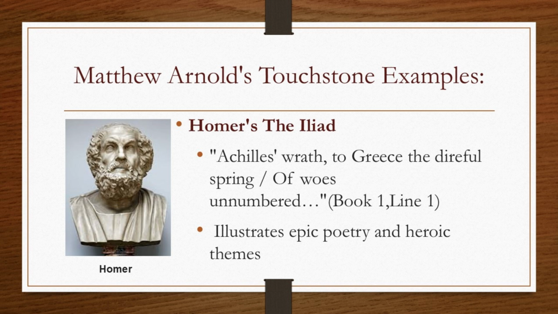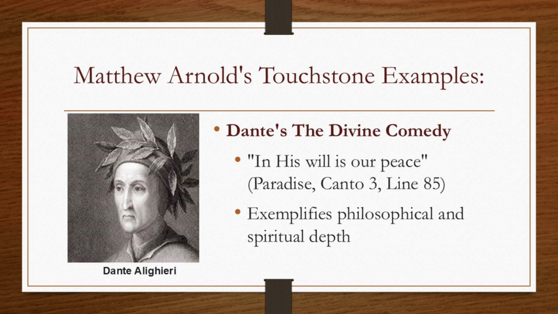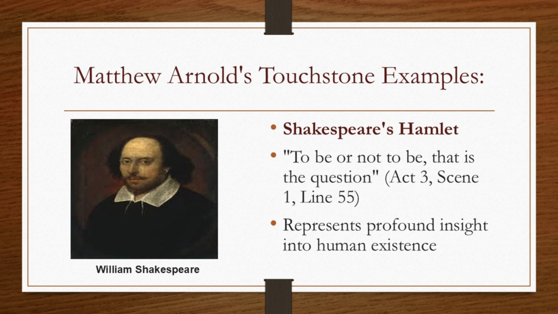Matthew Arnold suggested specific passages from classical works as touchstones. These included lines from Homer's The Iliad, such as "Achilles' wrath, to Greece the direful spring of woes unnumbered." Another example was from Dante's The Divine Comedy with its deep, resonant lines like, "In his will is our peace." Arnold also cited Shakespeare, particularly moments of profound insight like the line from Hamlet, "To be or not to be, that is the question."